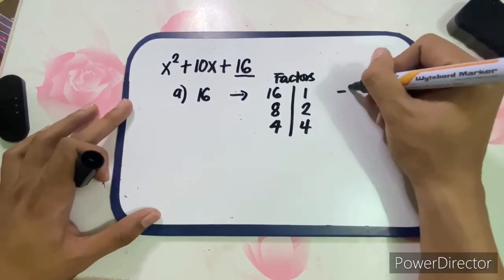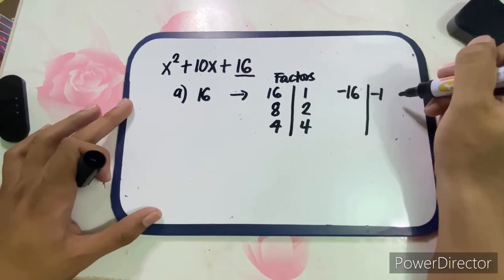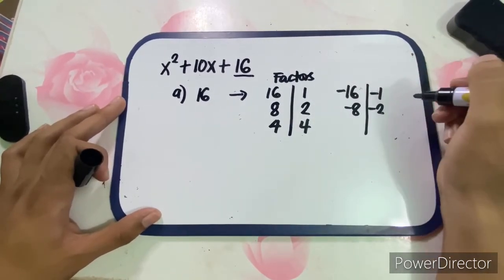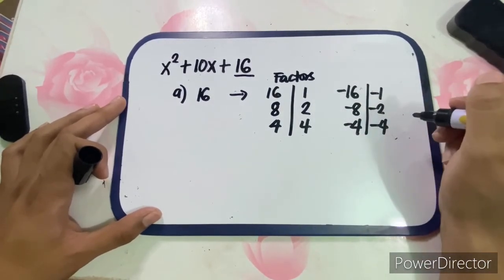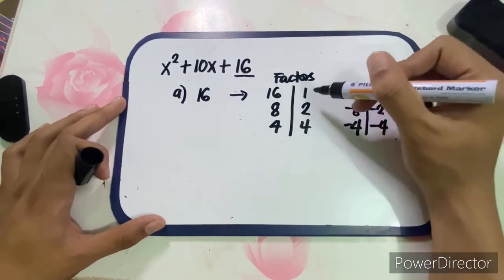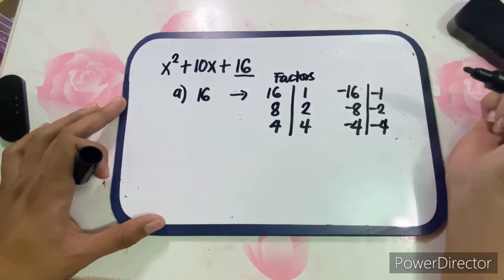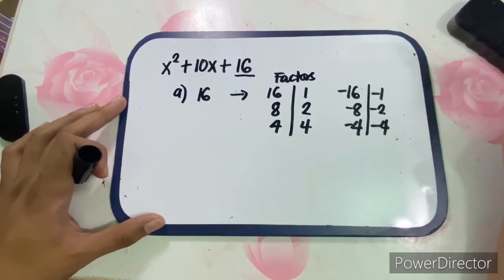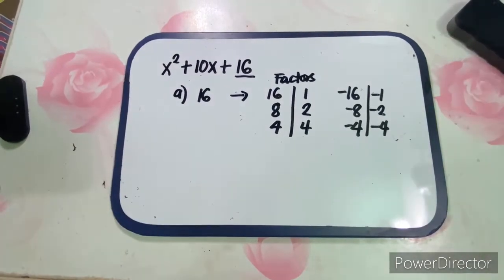So we can have also negative 16 and negative 1. Don't forget the negative numbers. We have also negative 8 and negative 2, and we can have negative 4 and negative 4. Okay? So we have 6 pairs of factors. So don't write 16 and negative 1, because 16 times negative 1 is negative 16, and this is a positive 16.